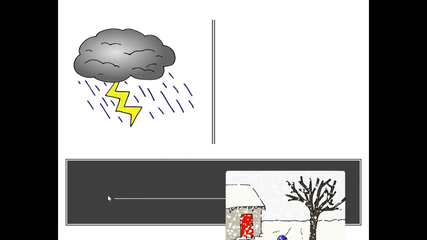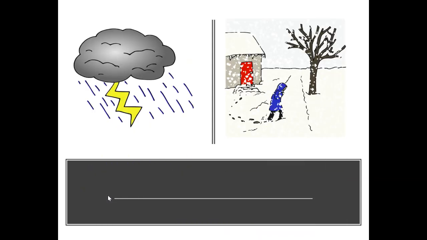All right, number four, look at the two pictures. What do you notice or see? I notice or I see. Well, here I notice a storm cloud and here I notice a winter storm. So, how are these two pictures the same? They both, well, I would say they both show a storm or weather.